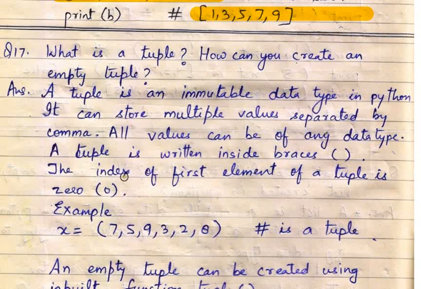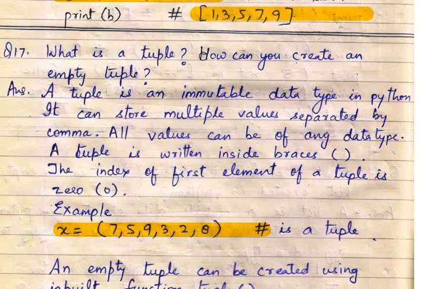The next element would be having index 1. The next element would be having index 2 and so on. And when we are writing an example, we have to use braces, and these braces contain the values, comma separated values, and so you can see that X is a tuple now.